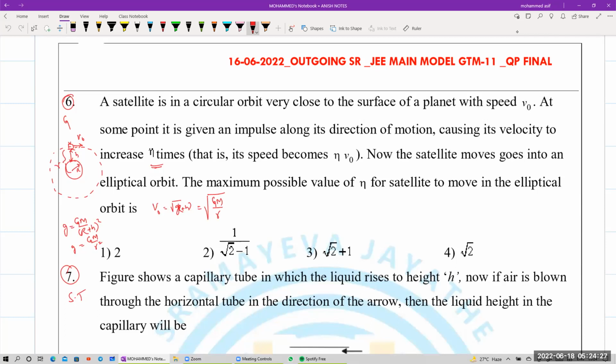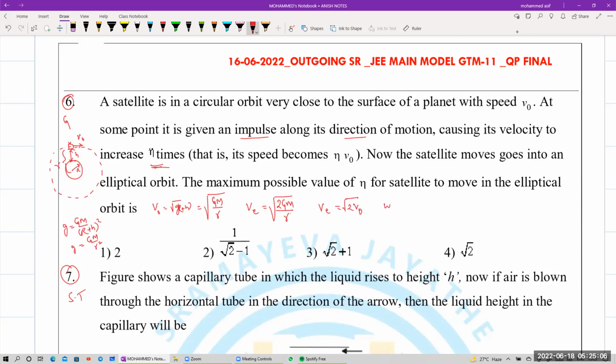Now what is it telling? The satellite is in a circular orbit very close to the surface of a planet with speed v0. At some point it is given an impulse along its direction of motion, causing its velocity to increase eta times. Before the impulse was given, it was moving in a circular orbit, so it had orbital velocity. After the impulse is given, the satellite will enter into space, so then it gets escape velocity. Escape velocity will be equal to under root of 2 times capital G, capital M divided by r. But GM by r is nothing but orbital velocity. So it is root 2 times the orbital velocity.